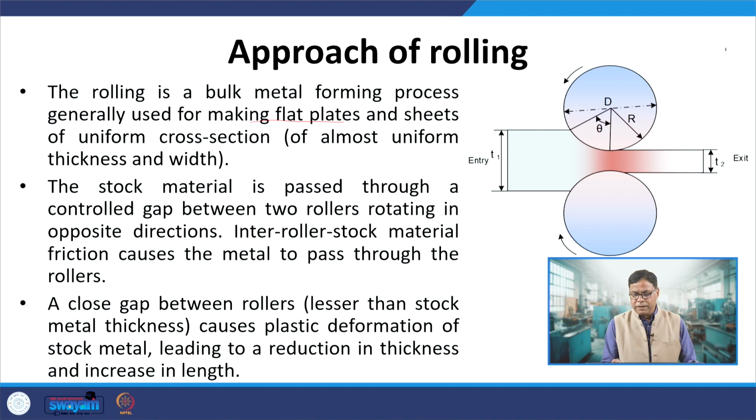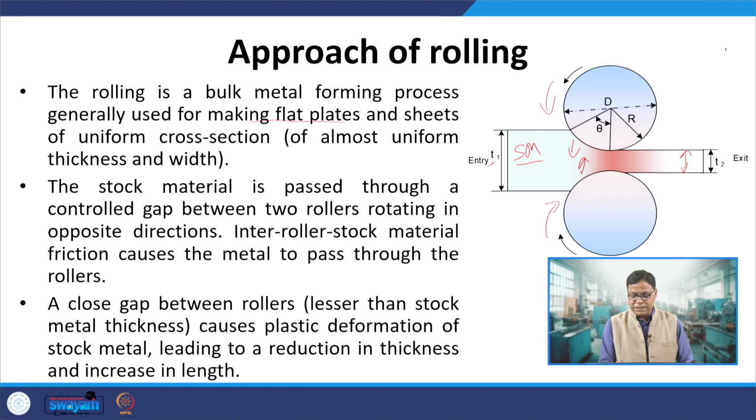During rolling, the stock material is passed through the rollers, which are rotating in opposite directions. When it is passed through the rollers, the metal is subjected to plastic deformation, which happens through a significant reduction in the thickness of the metal coupled with an increase in length. Width, however, remains largely constant.